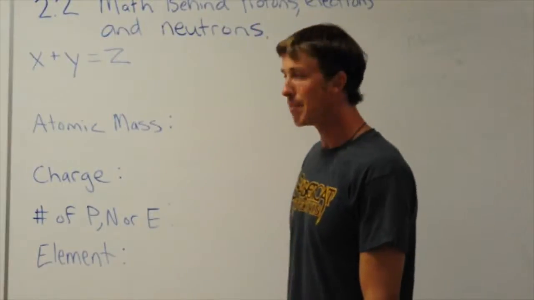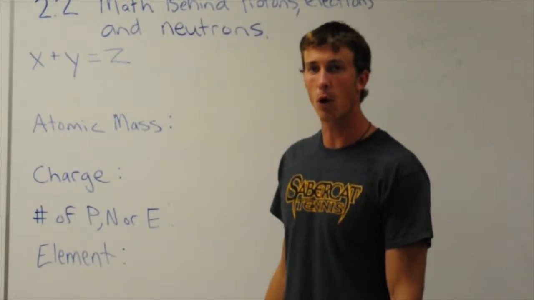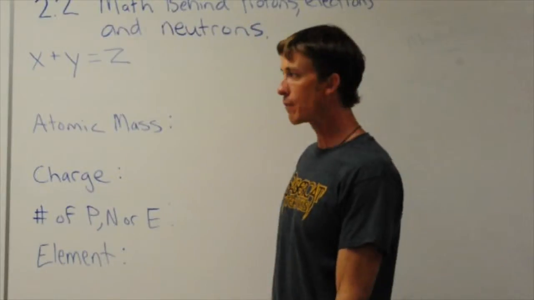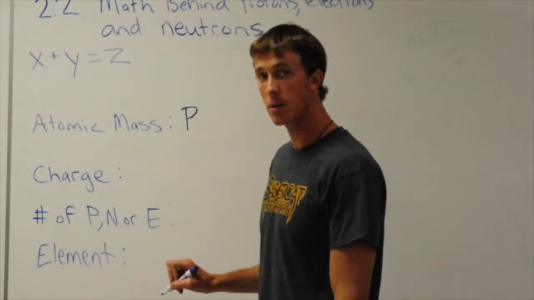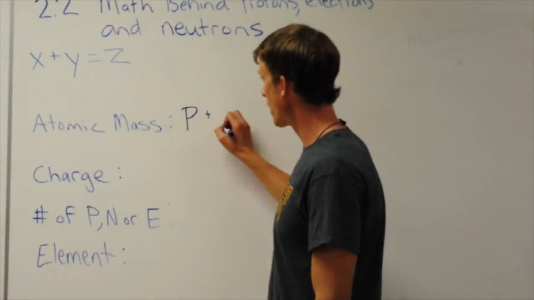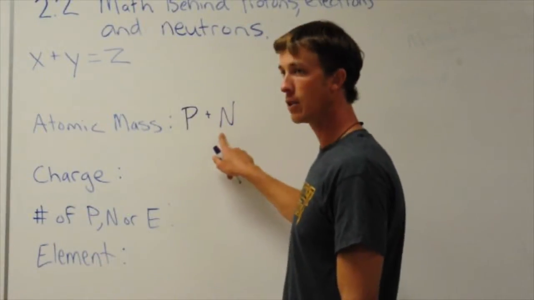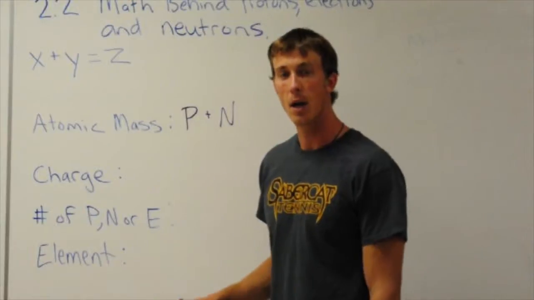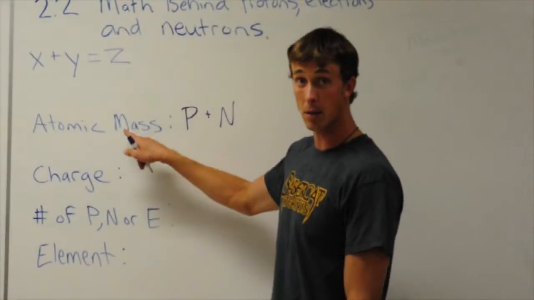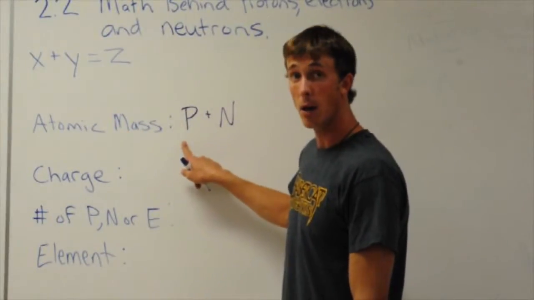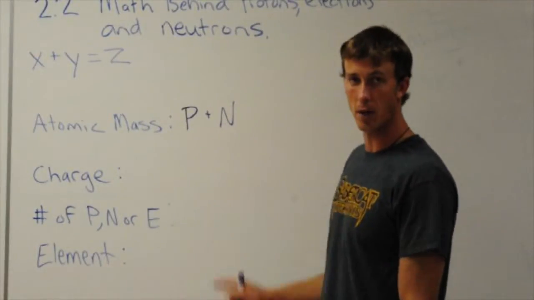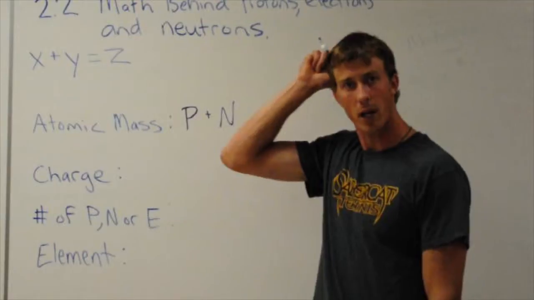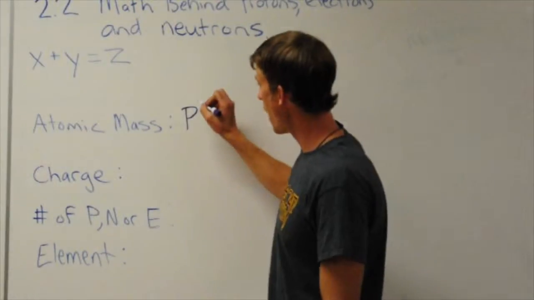So for atomic mass, for example, if I give you a question with atomic mass, I have to give you the number of protons and the number of neutrons, because the protons and neutrons equal the atomic mass. So either I give you the atomic mass and the protons, the atomic mass and the neutrons, or the protons and neutrons somehow. All right? It can be tricky though, and we'll get into that.